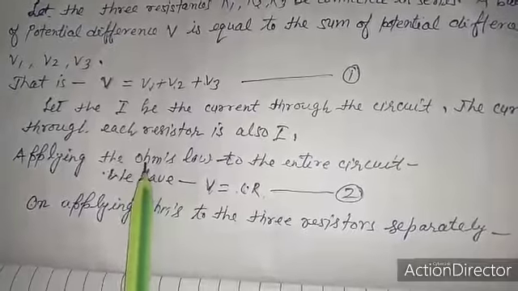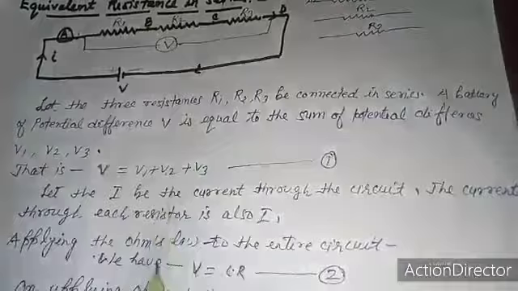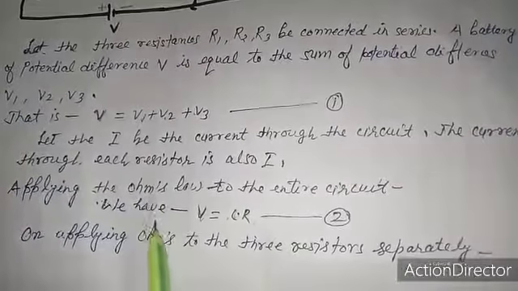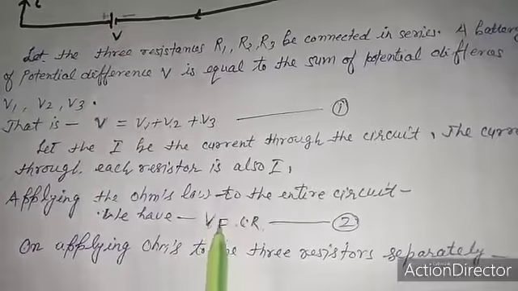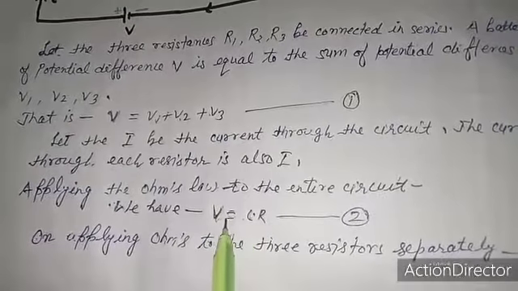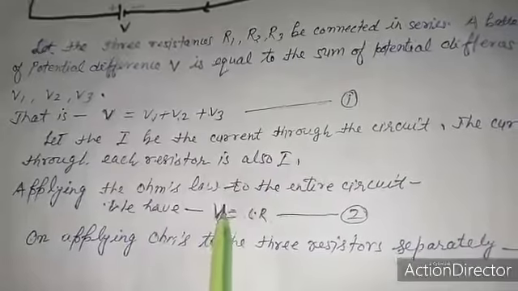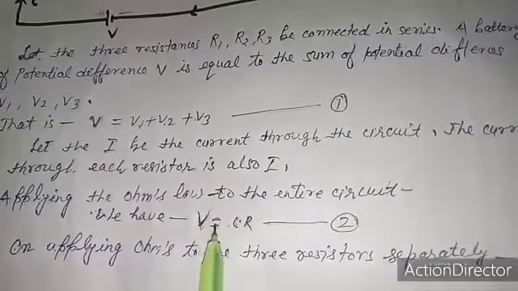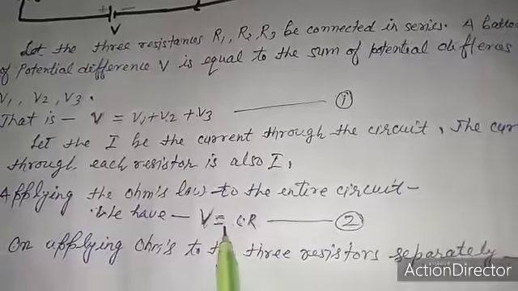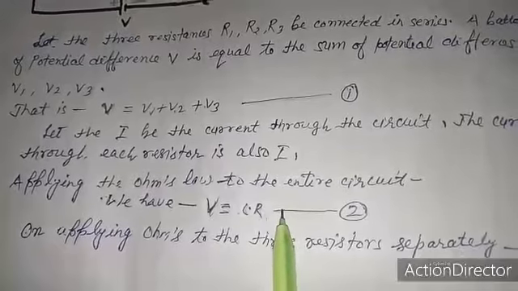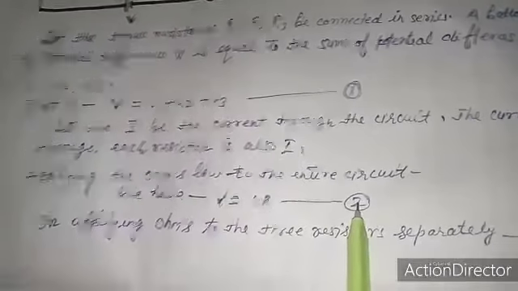Now applying Ohm's law to the entire circuit, entire circuit means whole circuit, we have V is equal to I into R. According to Ohm's law, total voltage of the entire circuit is equal to I into R. This is the total voltage of the circuit. Suppose that this is equation number 2.